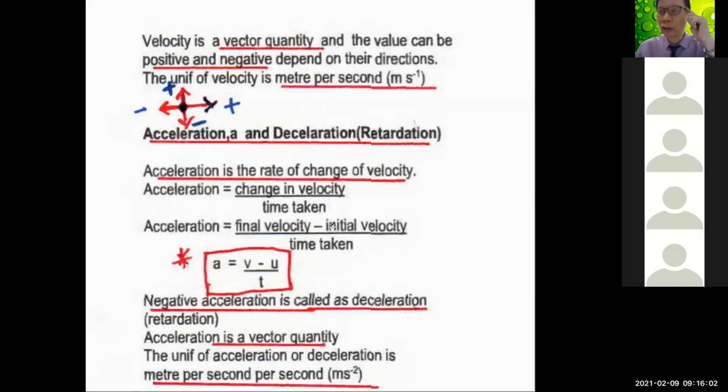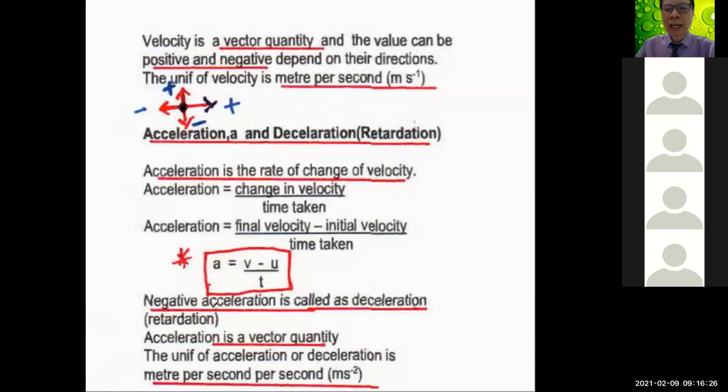This formula, remember in your mind, and please memorize it. Acceleration a is v minus u over t. v is final velocity, u is initial velocity, and small t is time. So this is a new formula you learn now. To find acceleration, you take final velocity minus initial velocity over the time taken.